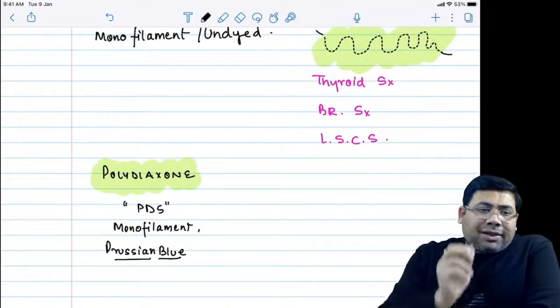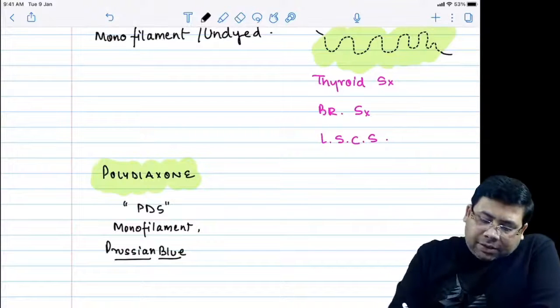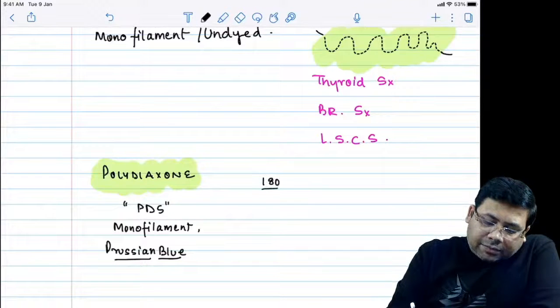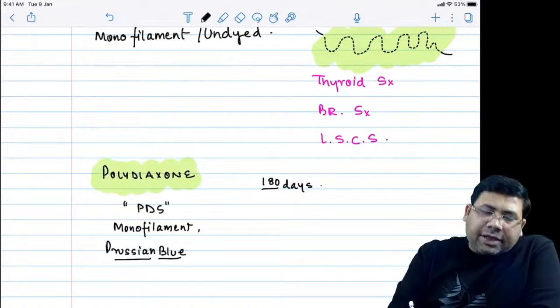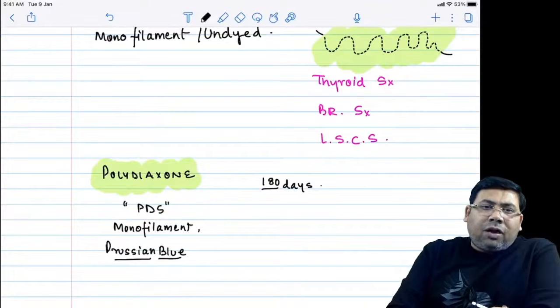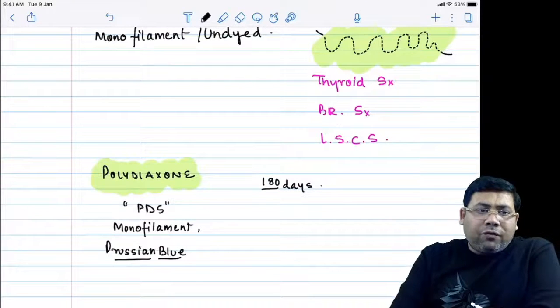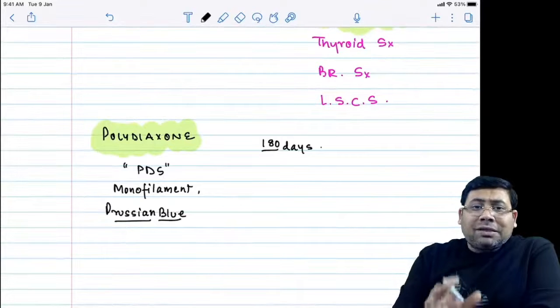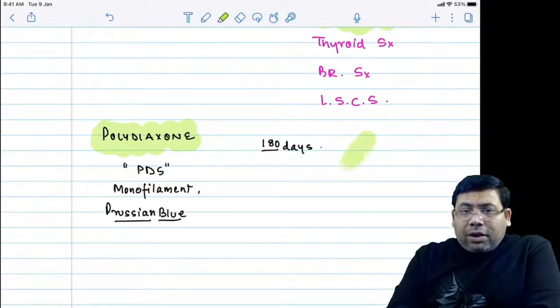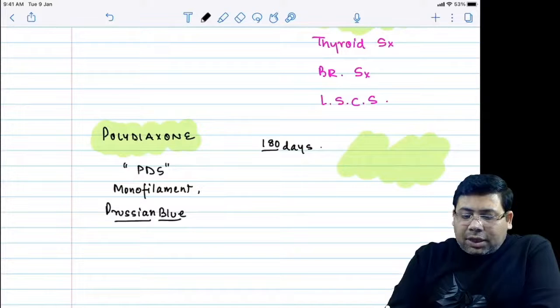What are the days of absorption, students? The answer is 180 days. 180 days is the days of absorption. When we talk about the use, where do we use it? PDS is ideal suture for abdominal closure. So this is ideal suture for abdominal closure.